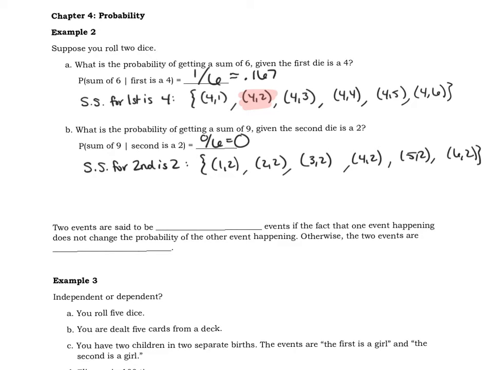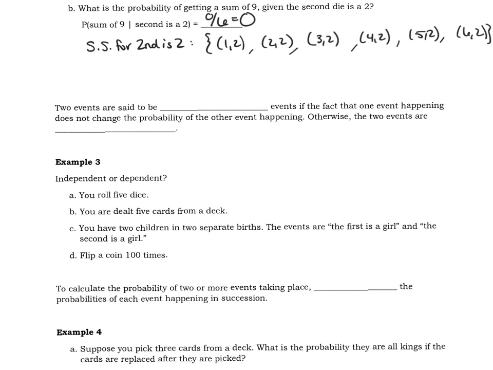Okay, we're going to define another term here. 2 events are said to be independent if one event happening does not change the probability of the other event happening. If they are not independent events, then the events are called dependent. So independent means the probability of one does not change the probability of the other. And that can be more than 2 events too, by the way.